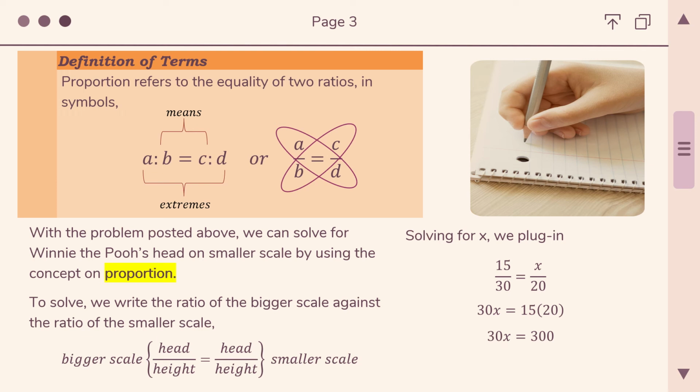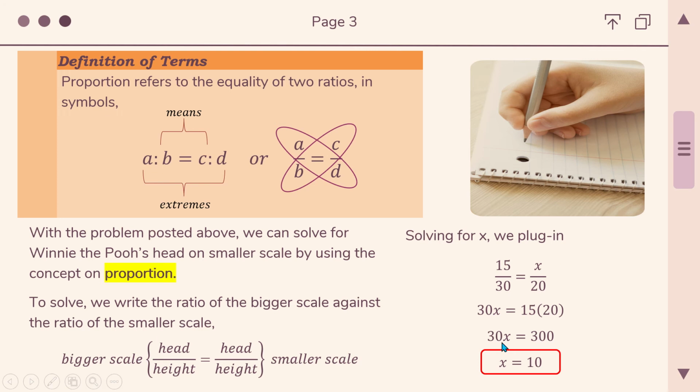So to solve for x, we divide 30 both sides. Divide 30, divide 30. So what is x? X is 10. Nganong 10? Okay, 300 divided by 30 is 10. So therefore, usay gi-represent sa 10. 10 refers to the width of Winnie the Pooh's head on a smaller scale. 10 centimeters ang width sa head ni Winnie the Pooh on a smaller scale.